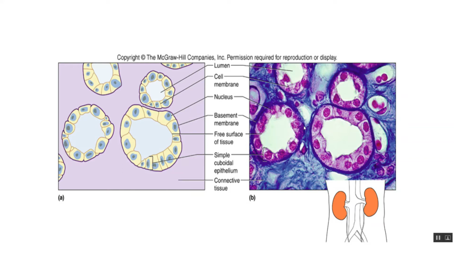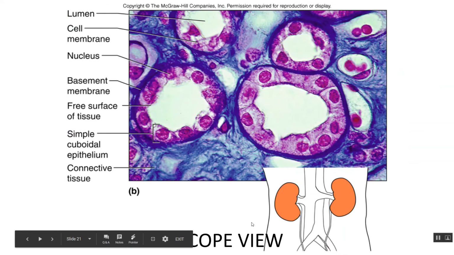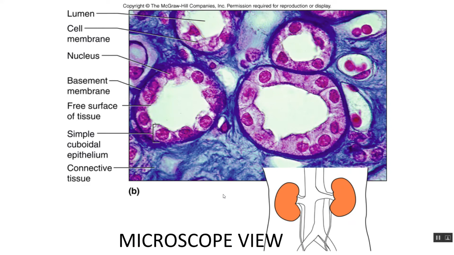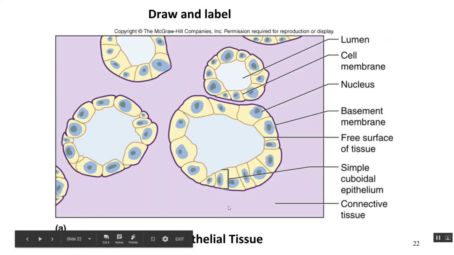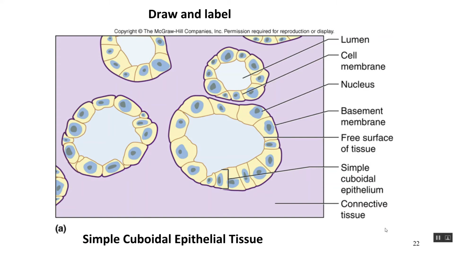So you can see this is what it looks like stained. Here's the microscope view again, nice and big so you can see. And then this is what I would like you to draw in your notes. I know it's not going to be perfect, but please get everything labeled appropriately.